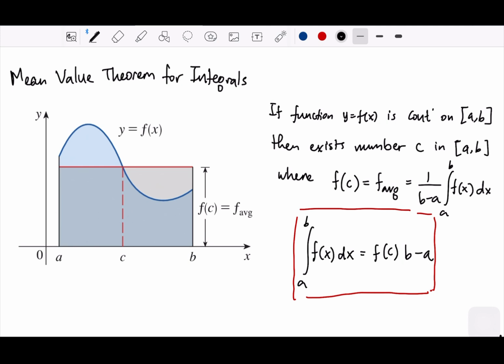So if you see the figure, it's saying that for any positive function, there will be some number between a and b, which is c, such that the rectangle with base from a to b and height f of c will have the same area as the region under the graph of f from a to b. So this rectangle has the same area as the area under the curve of this y graph.